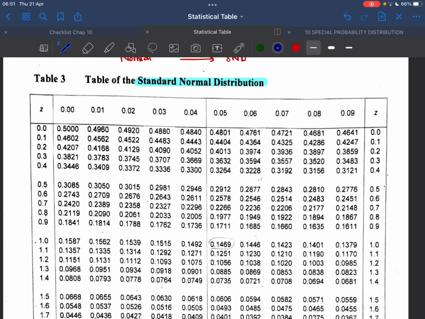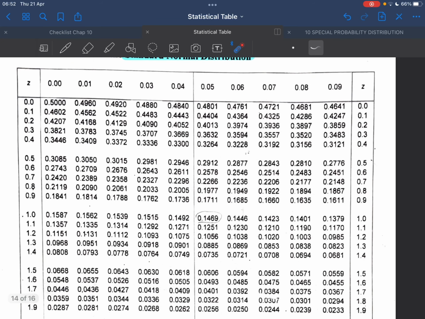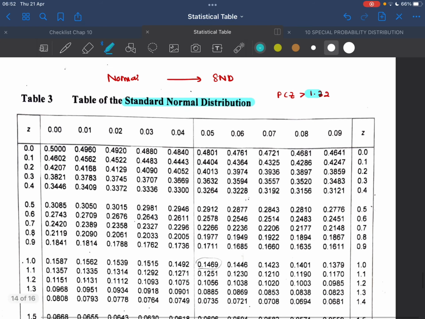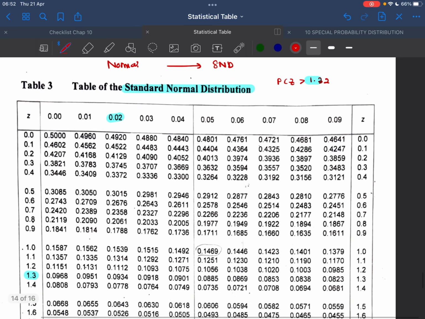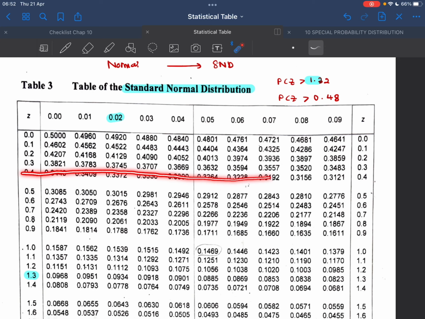Let's say you have the probability of z greater than 1.32. The first two digits here, 1.3, you find on this column. Okay, this is your first two digits. So for 1.32, this is 1.3, and this is your 0.02. The probability is going to be here. Let's say you have P(Z greater than 0.48). The first two digits here are 0.4, so this is 0.4. Find your 8 here, this one. This is the probability for P(Z greater than 0.48). That is how we use the standard normal distribution table.